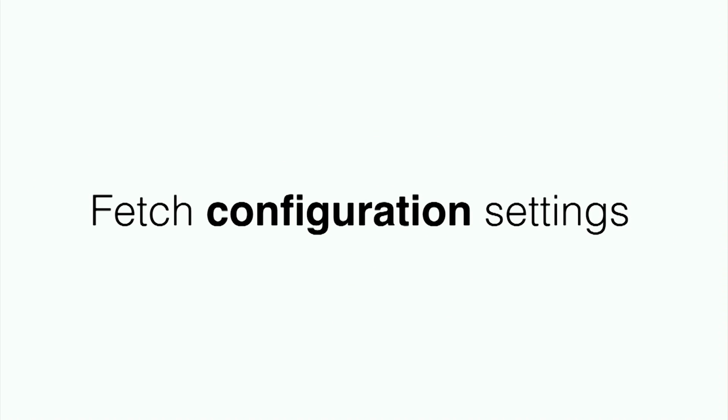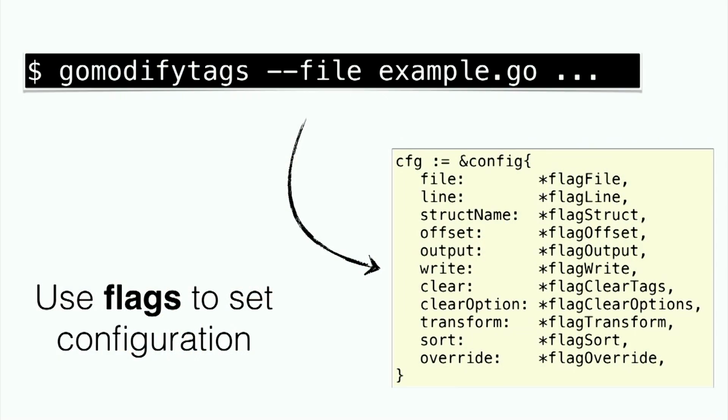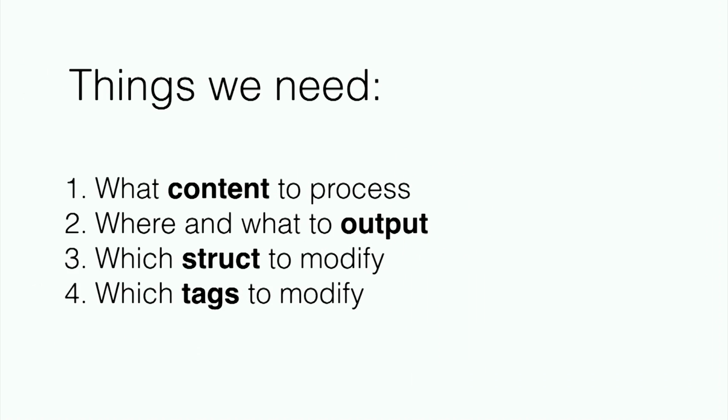So we need some kind of configuration to dictate what we do. We need to tell the tool what and how to change the tags. The CLI tool, gomodifytags, just uses the flag package. For each of the configurations, I just created a new flag, and then you can just use it. But what things do we need exactly?